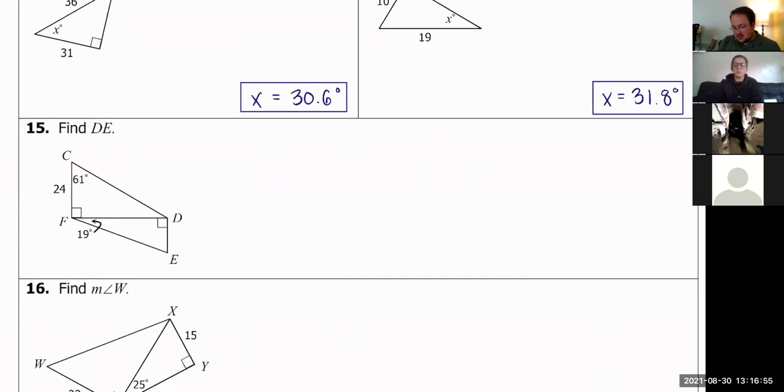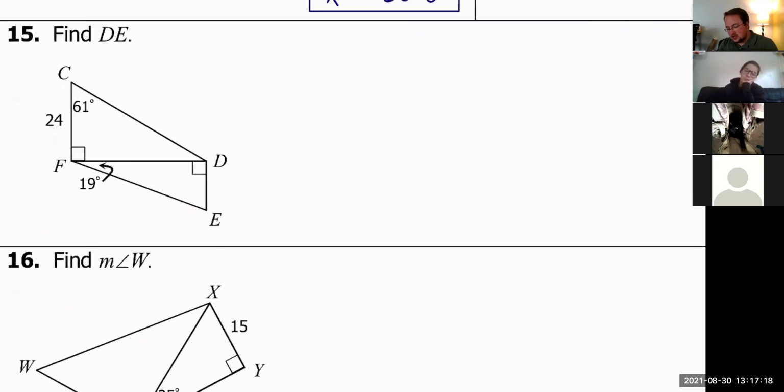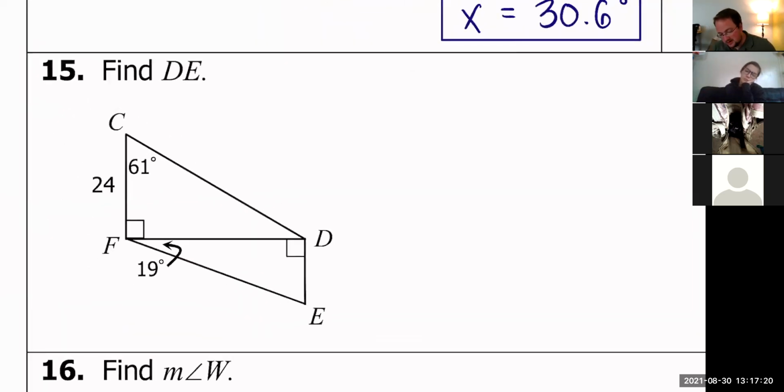But like I said, I want to look at numbers 15 and 16 because, for one, Misty asked me a question earlier, and this looks kind of in the same realm as her question. And it's a nice hybrid version of both what we did on Thursday and what we introduced today. So I'm going to take a look at this first diagram here.